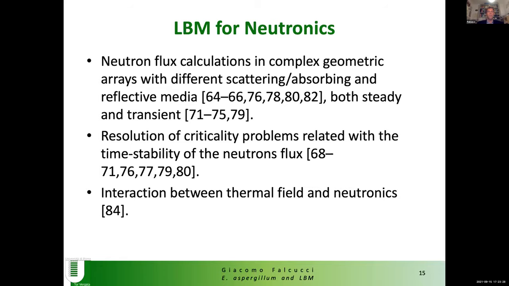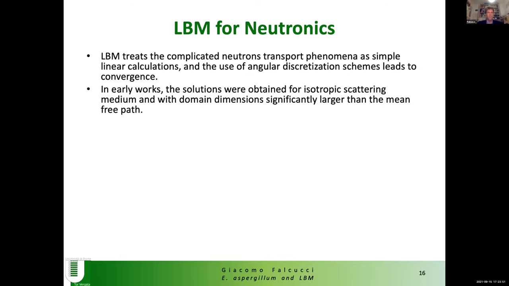There are also some resolutions of some critical problems related with time stability of the neutron flux. And there is also the interaction between thermal field and neutrons. Okay. I give at the end the details on all the bibliography because it was huge. So call me if you need these papers, I will give you all the details.